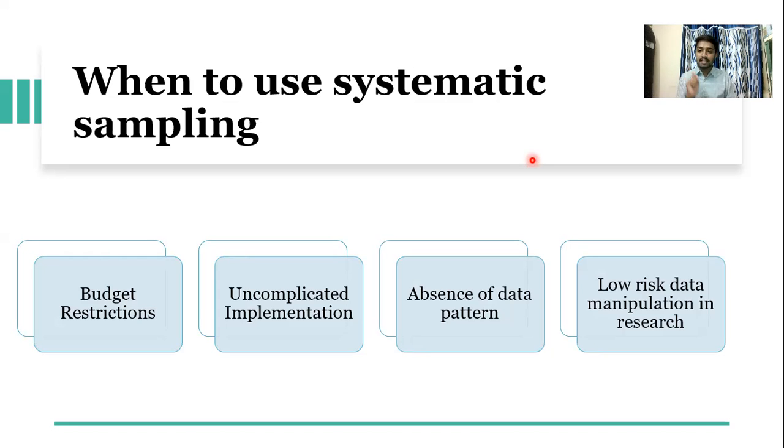Next, uncomplicated implementation. Systematic sampling works in an environment where everything is organized. As I said in the first slide, your population should be in order, systematically arranged, and you should have prior knowledge about your population. Only in such cases can systematic sampling work. It is not going to work every time.